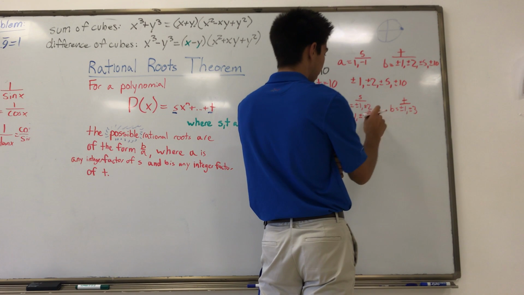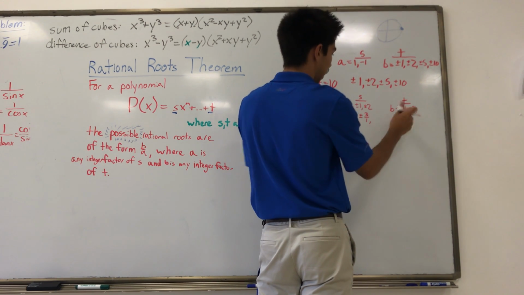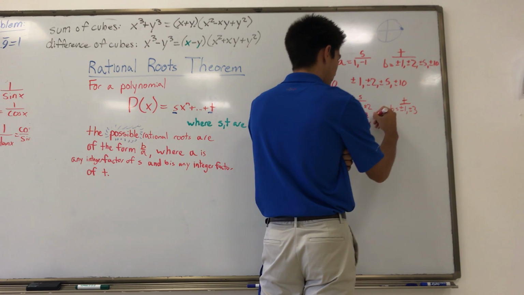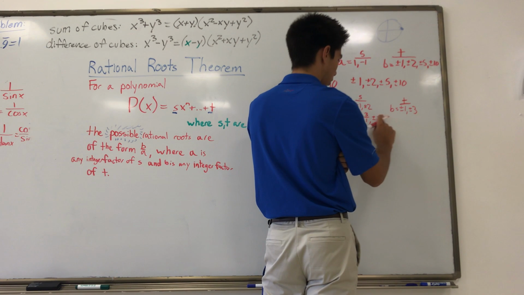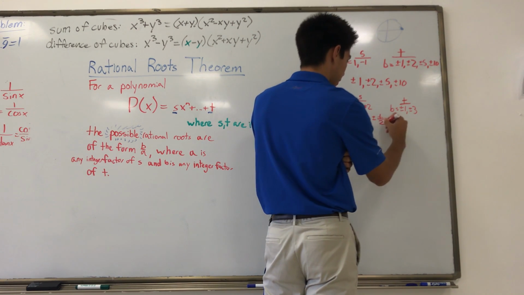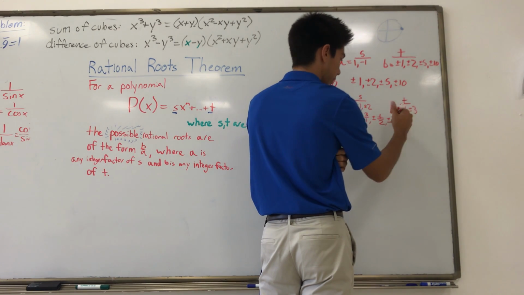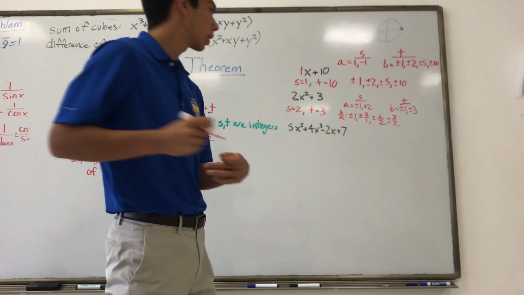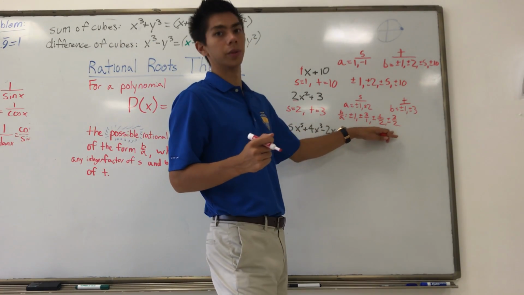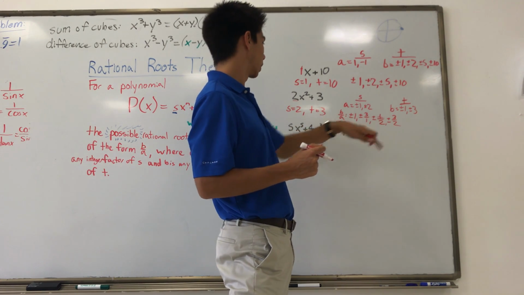Now I've done all my combinations of b's with the same a, so now I need to do it with the second a here. It could be plus or minus 1 over 2, or it could be plus or minus 3 over 2. Okay? So these are my possible rational roots. Here's my list of all the possible rational roots of this function.